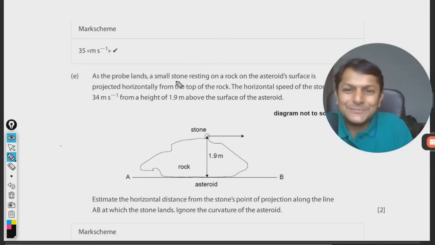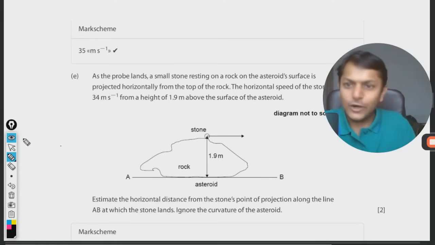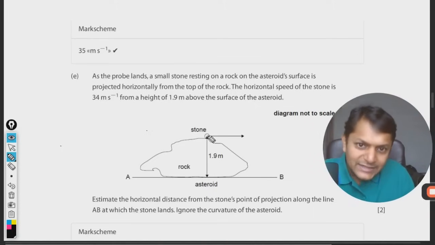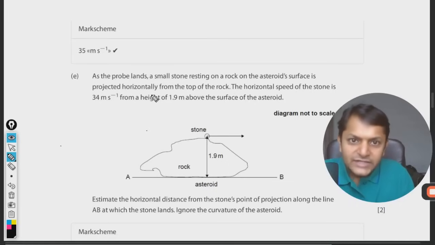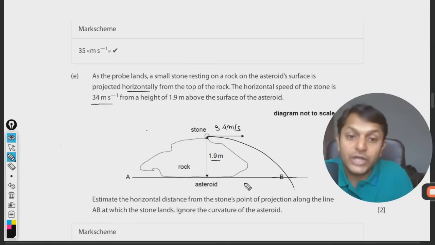As the probe lands, a small stone resting on the rock on the asteroid surface is projected horizontally. Okay, so we just imagine that there is a stone there, and this stone is now moving. It is projected horizontally. The horizontal speed of the stone is 34 meter per second, and the height is 1.9 meter above the surface of the asteroid. Estimate the horizontal distance. Okay, so it will be going like this. It becomes the perfect case of horizontal projectile motion, and you literally want to find the range along the line AB at which the stone lands. Ignore the curvature of the asteroid.